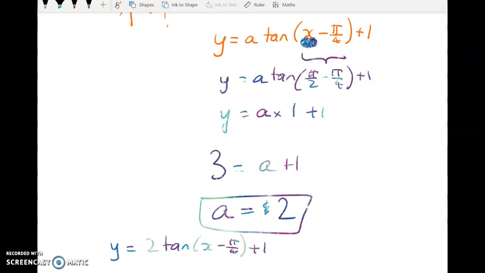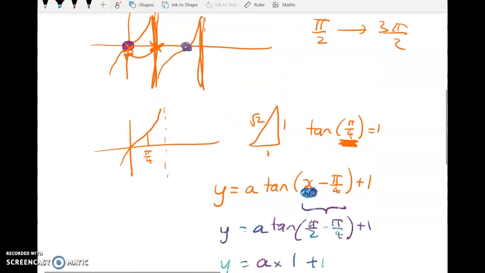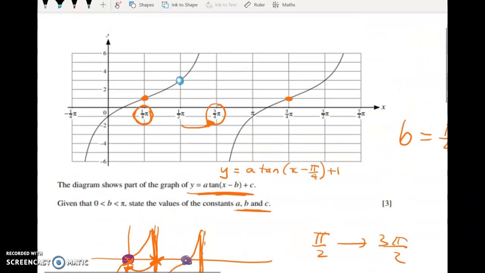Now I've gone through that really slowly because I think this is probably the hardest of the graph transformations with trig functions that you do. It's definitely less intuitive than when you're working with a sine or a cosine.